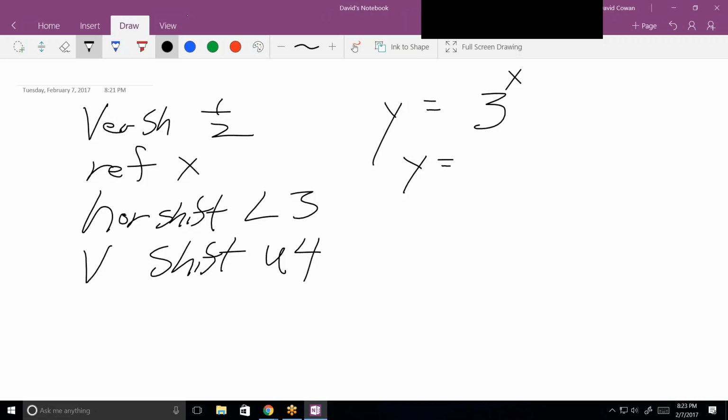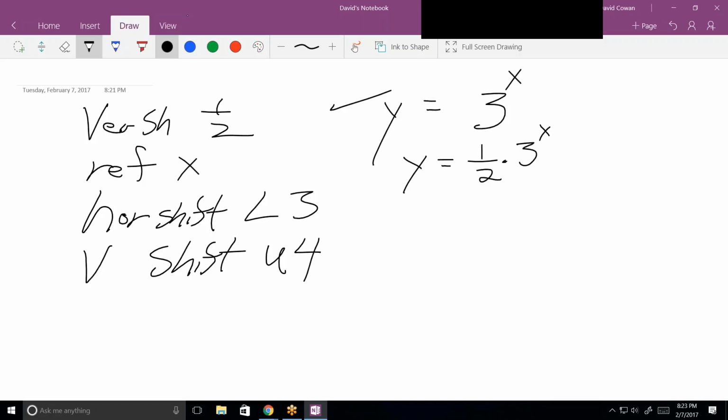What it would do to the graph? In other words, first we come up with the parent function. Then we do each one of these one at a time. Vertical shrinks happen by multiplying in front of the function by 1/2.